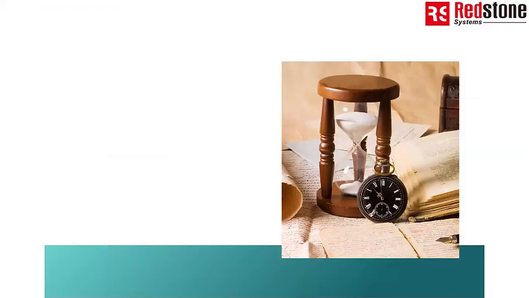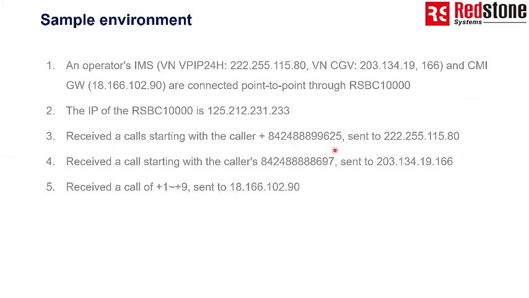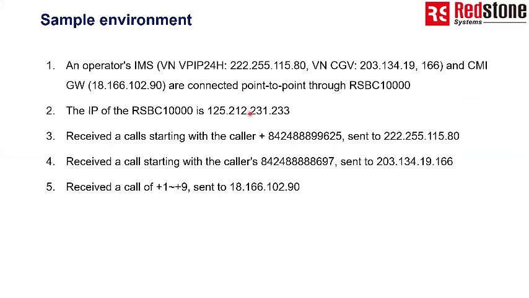For the peer-to-peer mode, this is an example environment. This is the operator IP. There are two IMS, and we have the CMI gateway with this IP. They should be connected point to point through our SBC 10,000. You need to set the IP of the RSBC 10,000 to this IP. It should receive a call starting with this number, +84, the prefix, and it will be sent to this IP, which is the IMS.